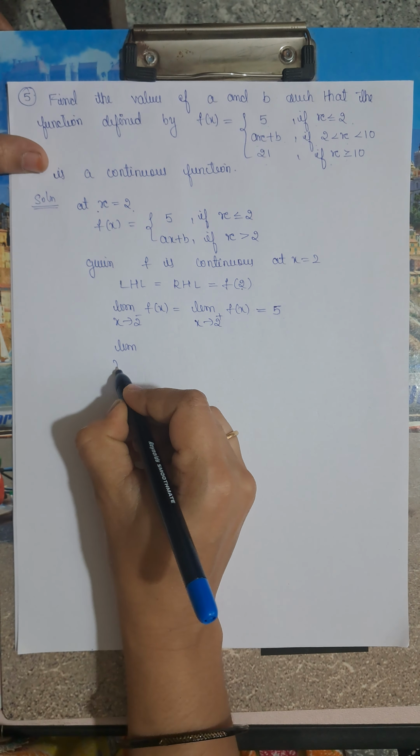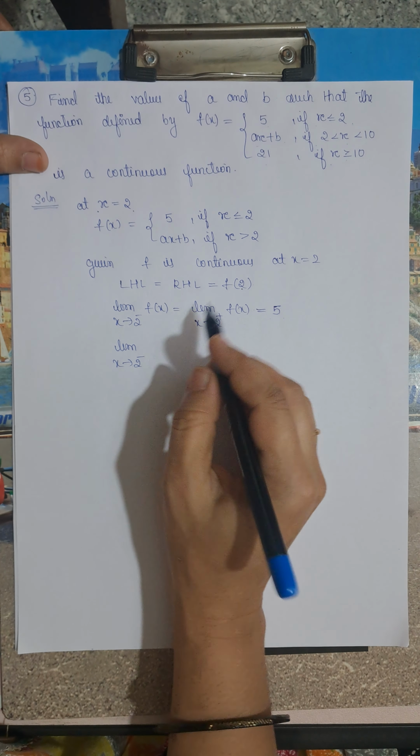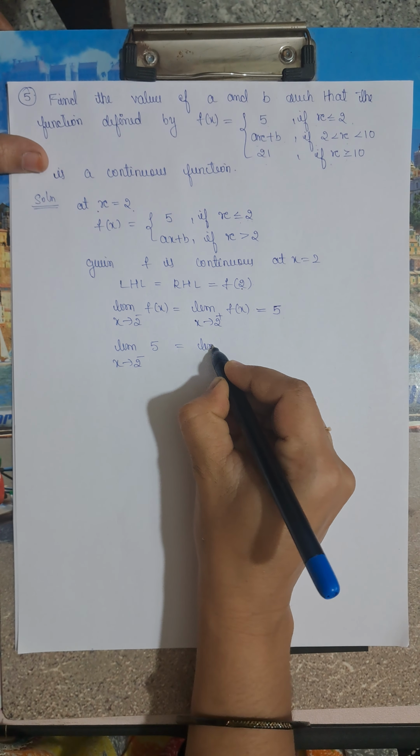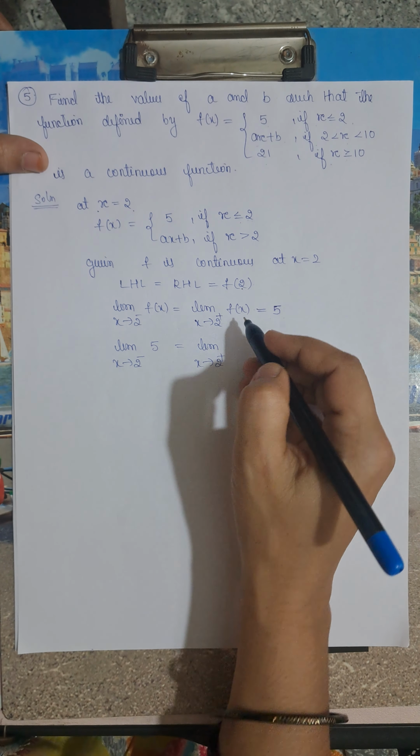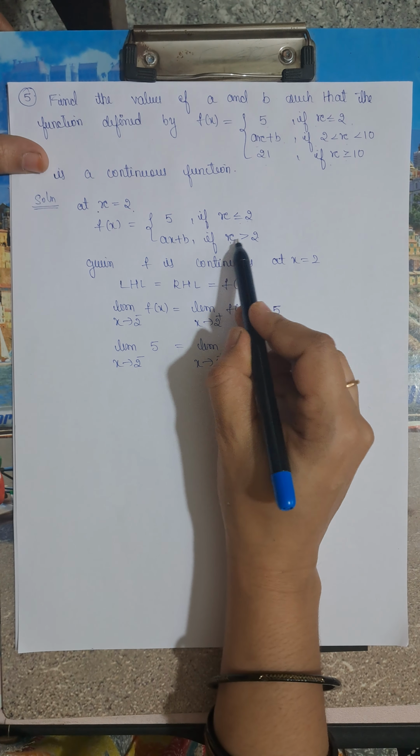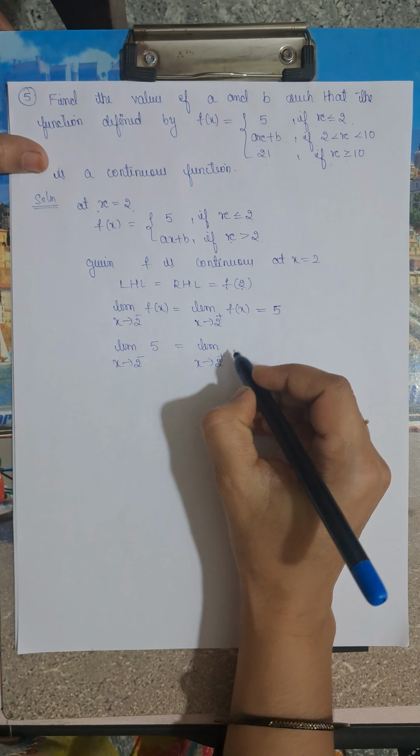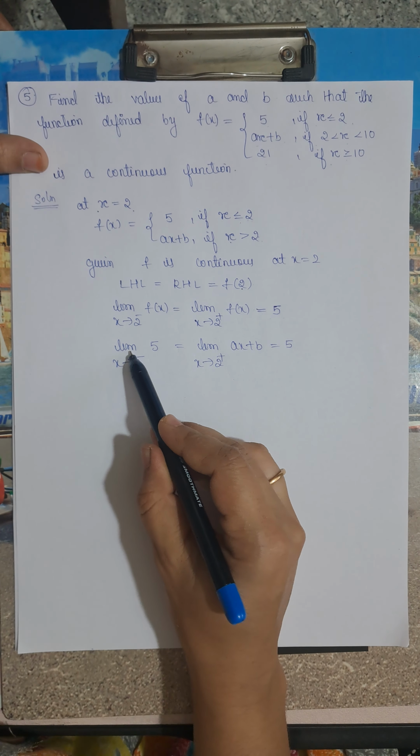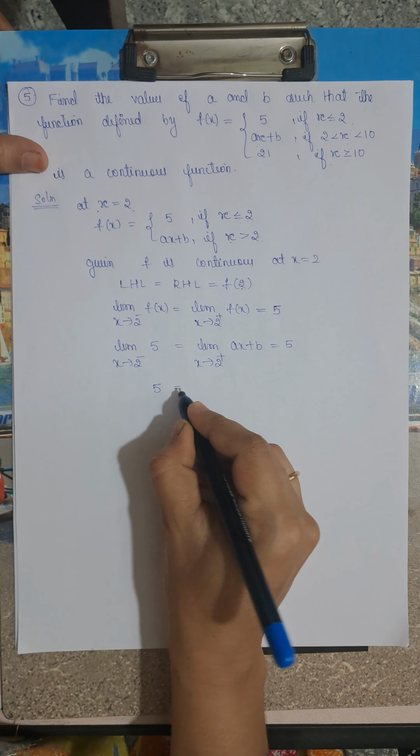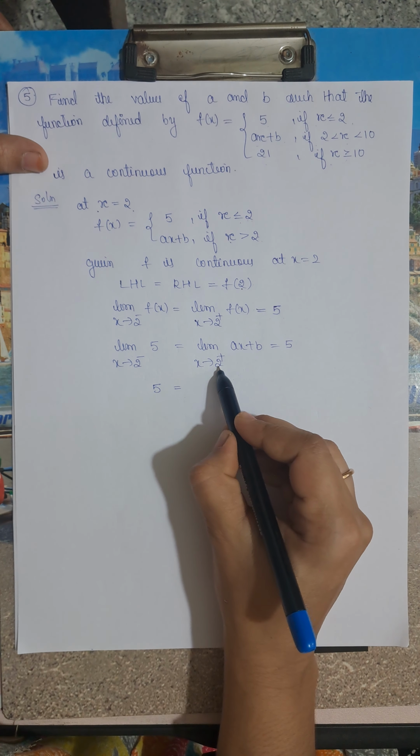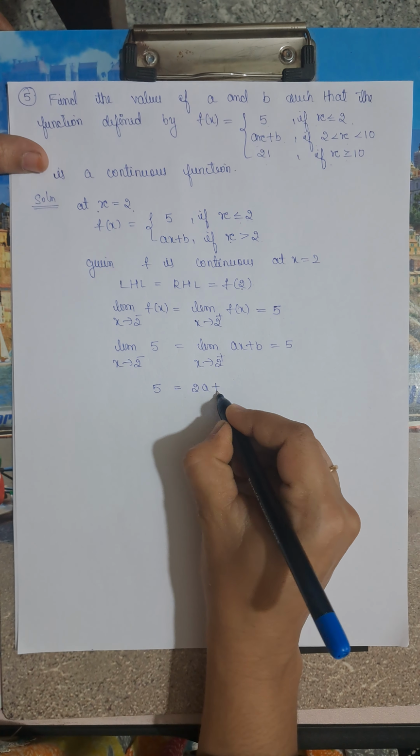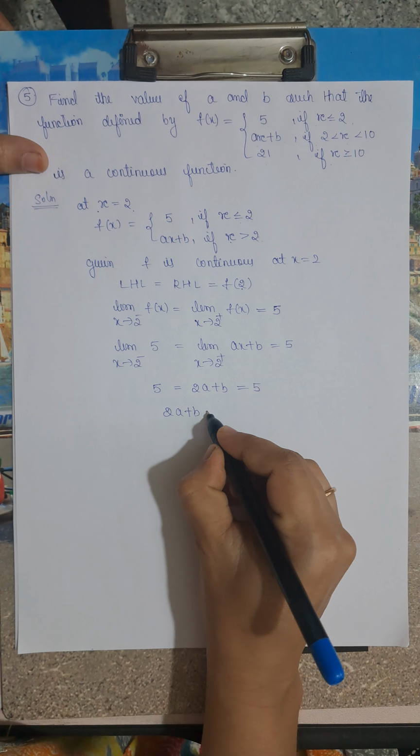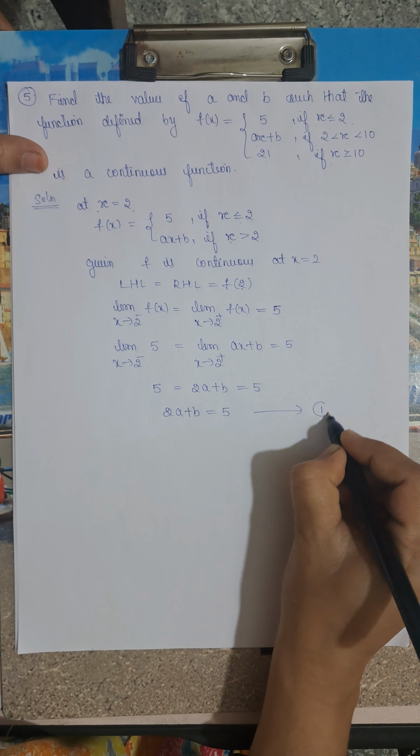So limit as x tends to 2 minus means less than 2. At x less than 2 the function is 5. Limit as x tends to 2 plus means greater than 2. So at x greater than 2 the function is ax plus b, that is equal to 5. Now let us find the limit. The limit of a constant is the constant itself. Wherever x is there I have to substitute 2. So I'll get 2a plus b equals 5. So from this we can clearly write 2a plus b equals 5. Call it equation 1.